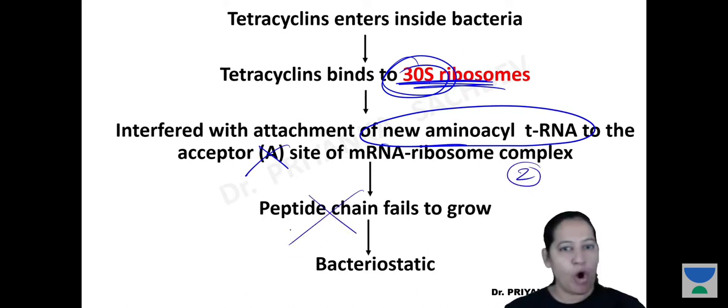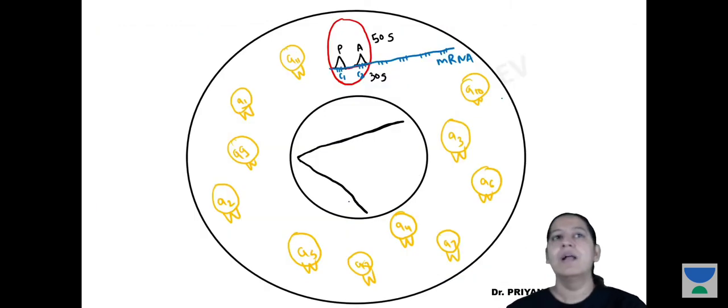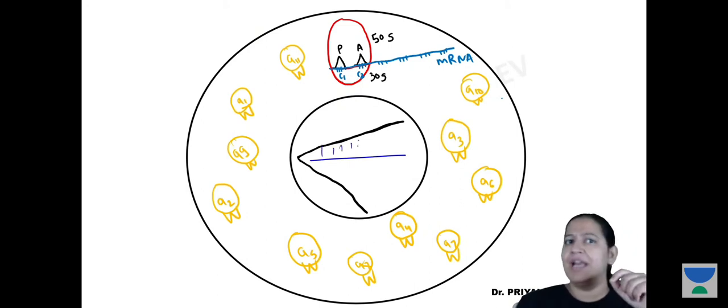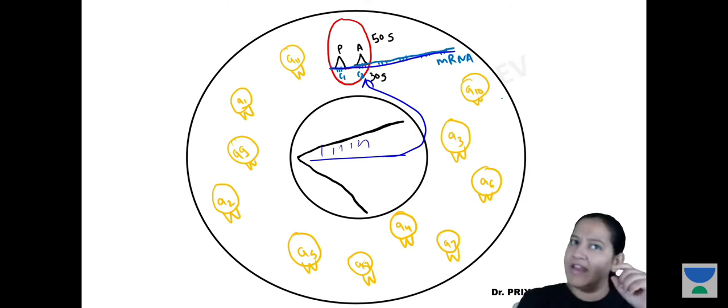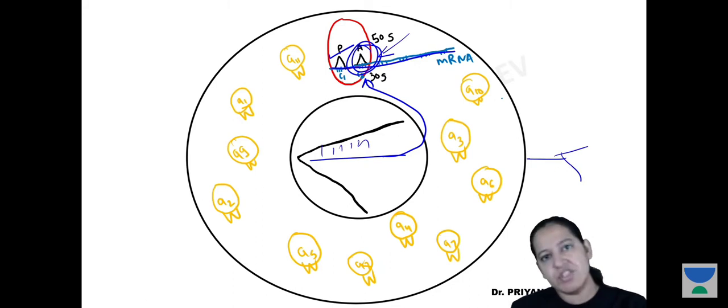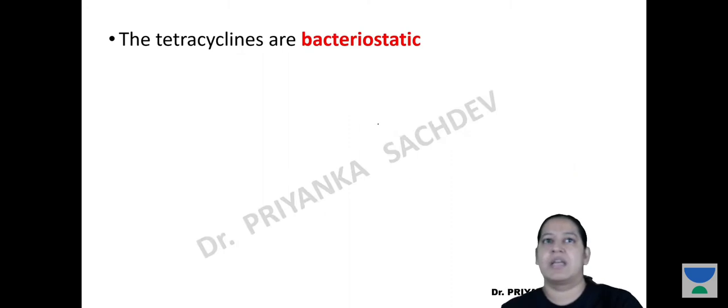So peptide chain will not form, new protein will not form. So bacteria cannot divide. Bacteria will not die, but it will not divide. So it is bacteriostatic. It is not bactericidal. You know, transcription is already over. mRNA is formed from the leading strand. This mRNA is coming out, and here on the ribosome, the initiation is already over. But for elongation of the chain, new amino acid cannot come on the A window, and this cannot form new protein. So this bacteria cannot divide. The proteins which are already present in bacteria will not die, but new proteins will not be synthesized. So it is bacteriostatic.